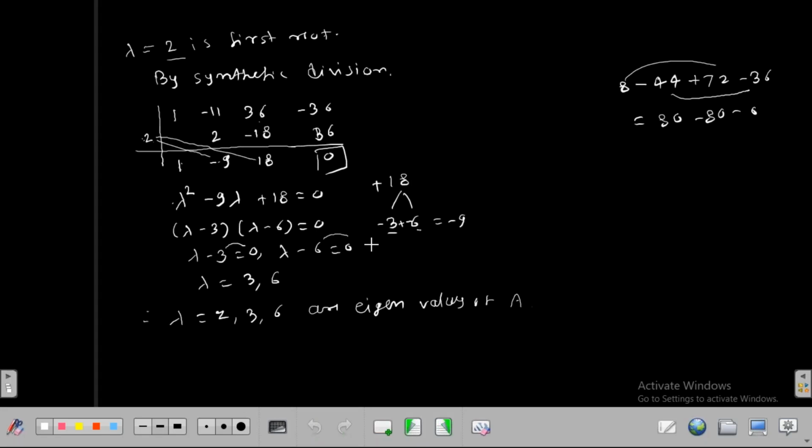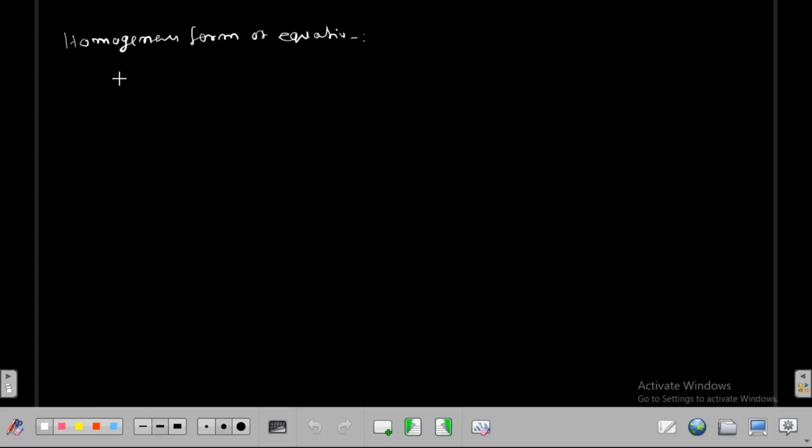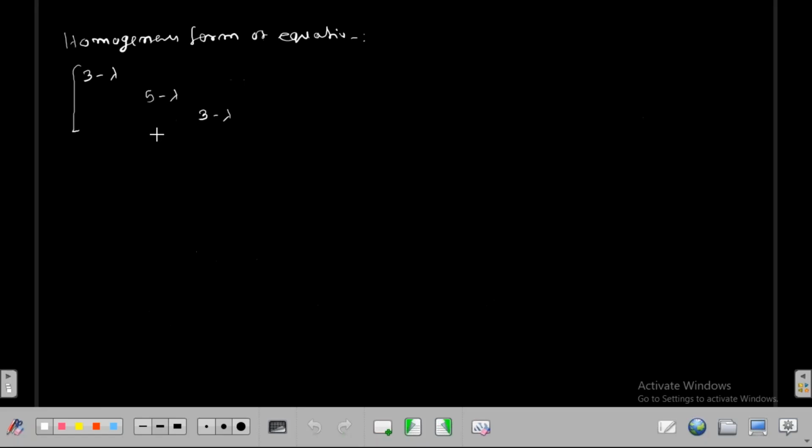Okay, so this is the matrix. Subtract lambda: 3 minus lambda, 5 minus lambda, and 3 minus lambda. So this is the characteristic matrix. Write the characteristic matrix as 3 minus lambda, 5 minus lambda, and here 2 minus lambda, and all other numbers: minus 1, plus 1, minus 1.